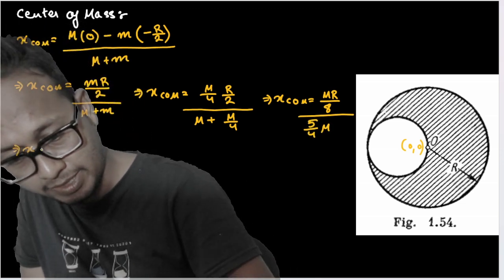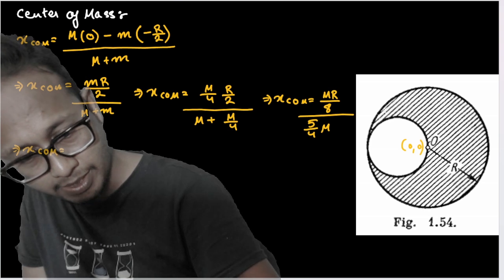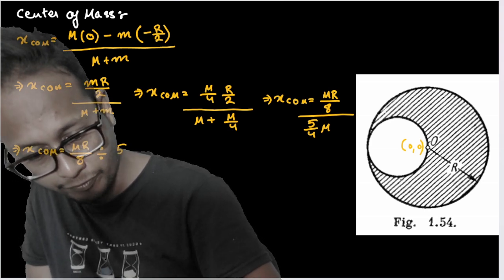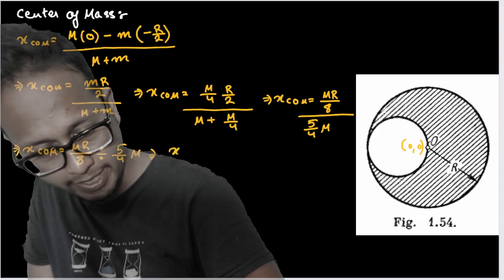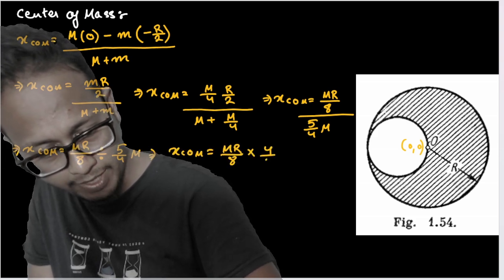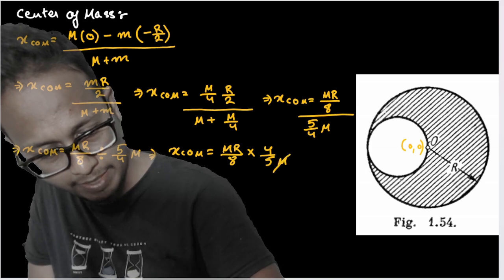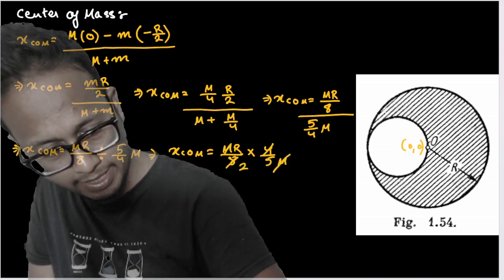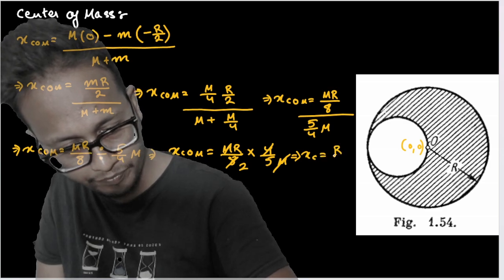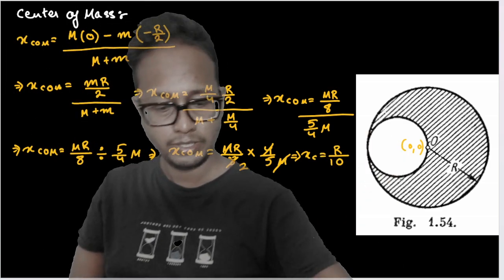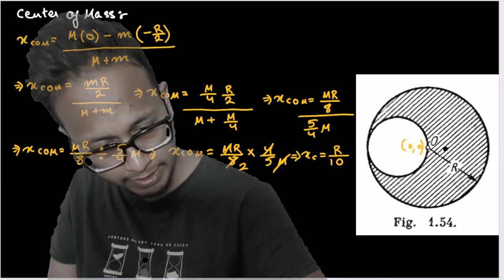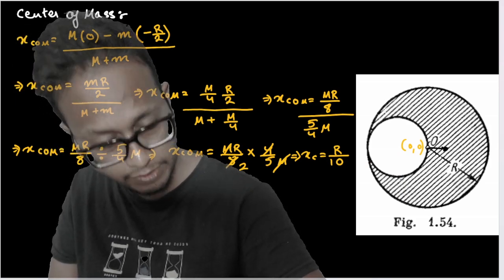So x center of mass is nothing but mr by 8 divided by 5 by 4 m, or mr by 8 into 4 by 5 m. Then m and m will get cancelled. 4 into 8, so we get x center of mass is nothing but r by 10. So at a distance of r by 10 from the point O will be the center of mass.